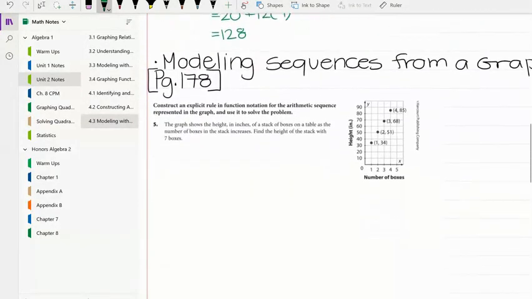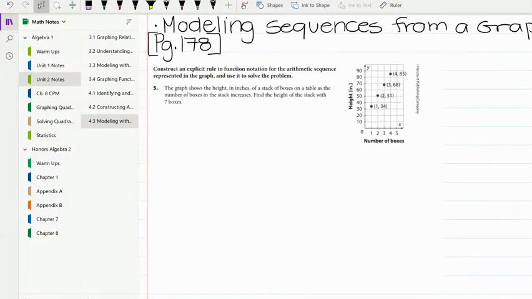So now we're going to create a sequence from a graph. So it's pretty much the same thing. Construct an explicit rule and function notation for the arithmetic sequence represented by the graph. Okay, so the first thing that we want to do is find the common difference. So we want to see what's happening from 34 to 51 to 68 to 84. So how you could do that is just do 51 minus 34. So the common difference is 17.